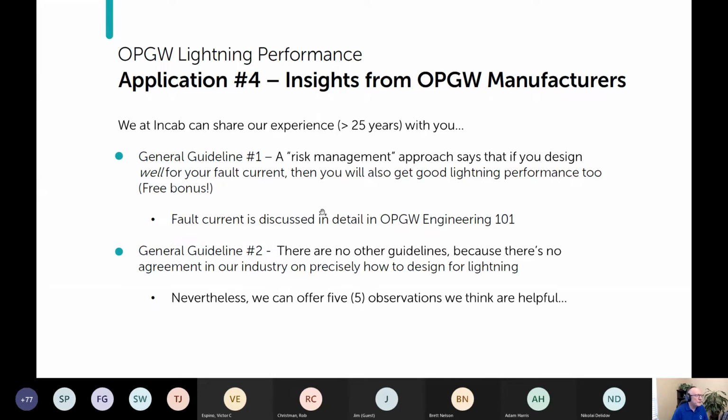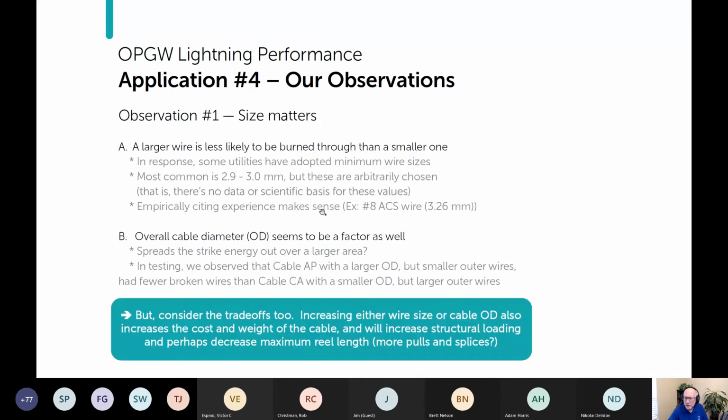Nevertheless, I can offer you 5 observations that I think are helpful. First observation is that size matters. All else being equal, a larger wire or a larger overall cable diameter seems to perform better in the field. What the larger wire means is that it is less likely to be burned through than a smaller one. And as a consequence, I see some utilities have adopted minimum wire sizes.